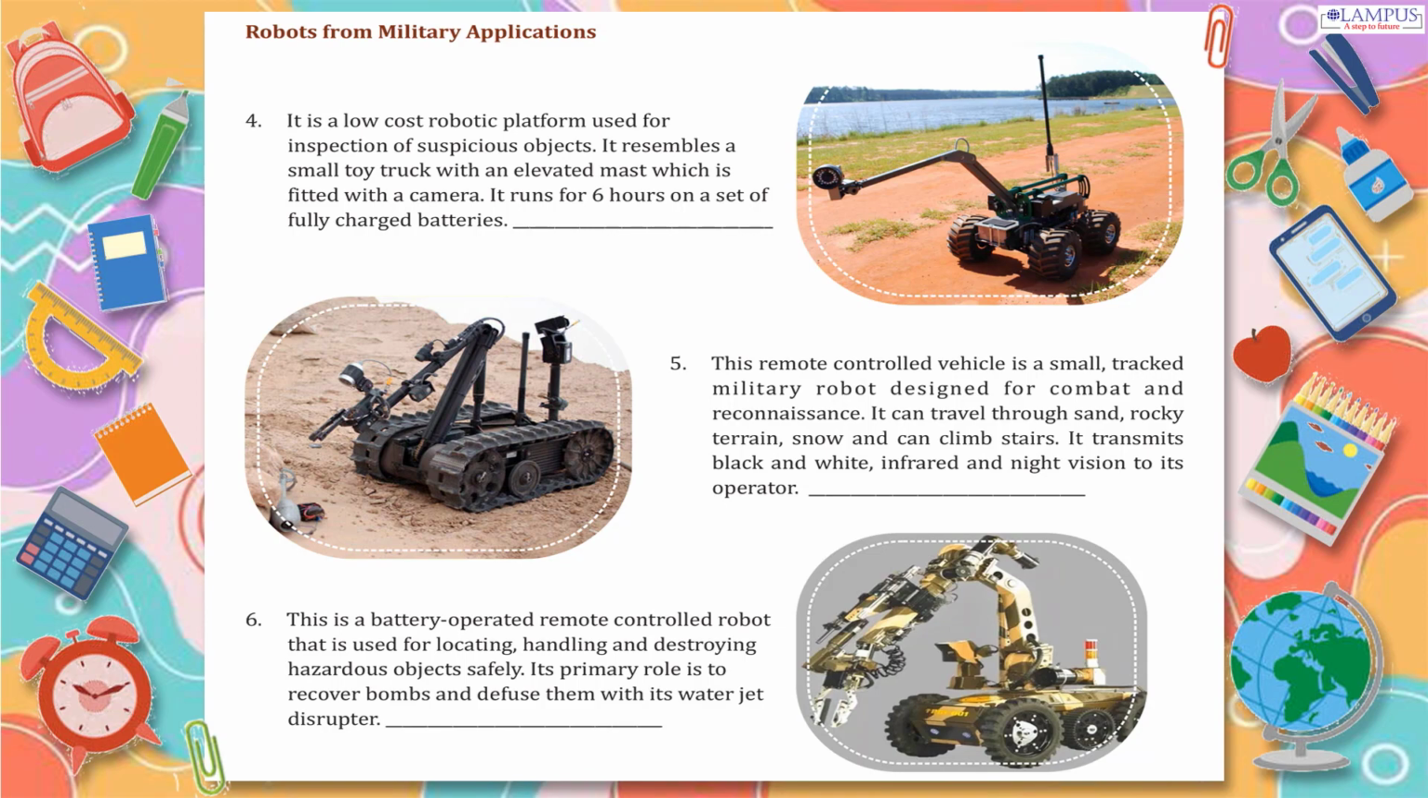5. This remote-controlled vehicle is a small, tracked military robot designed for combat and reconnaissance. It can travel through sand, rocky terrain, snow and can climb stairs. It transmits black and white, infrared and night vision to its operator.